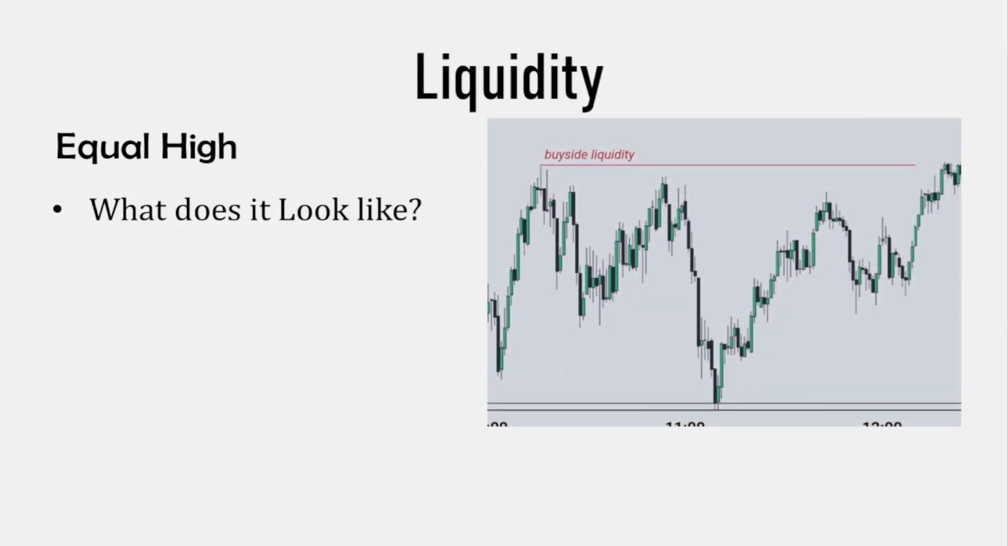So the first type of liquidity is the equal high. What is an equal high? What does it look like? Okay, let's go. This is what an equal high looks like, right? We started with an old high created right here, and then followed by another high.